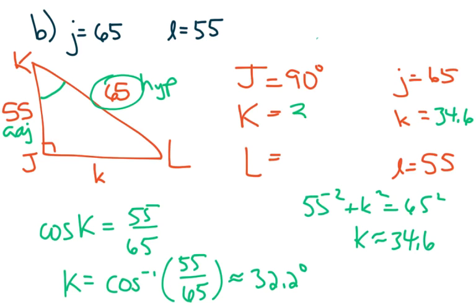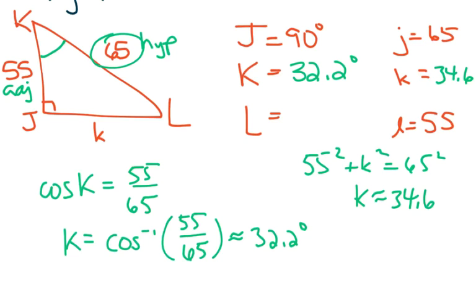32.2 degrees. And now that I know that that's 32.2 degrees, I don't need to use a trig function to find angle L. I can just use the fact that the 3 angles inside the triangle add up to 180. So 180 minus 90 minus 32.2 is going to give me 57.8 degrees.